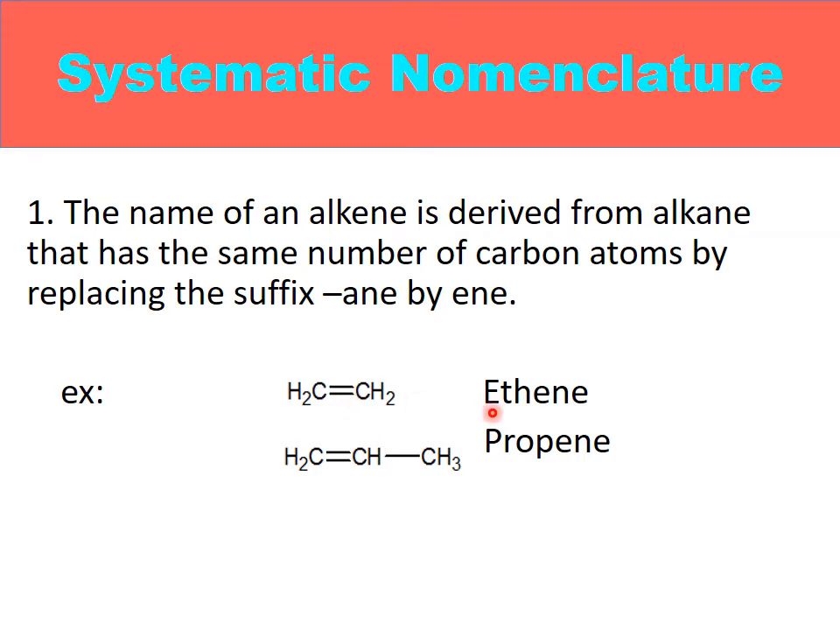In the second example, the carbon chain is made up of three carbon atoms. So instead of writing propane in the case of an alkane, now you should write propene in the case of an alkene due to the presence of the double covalent bond.